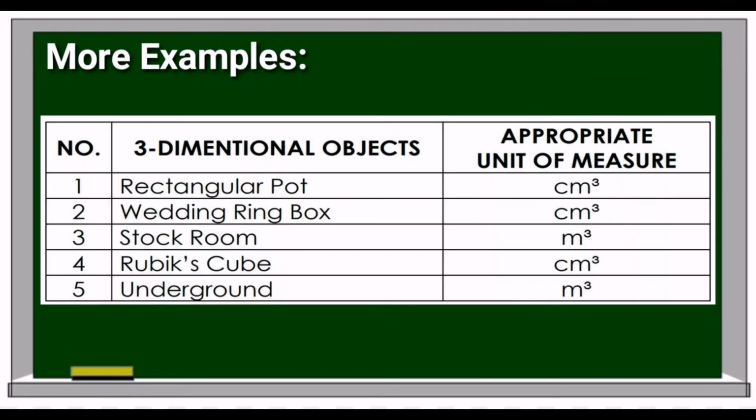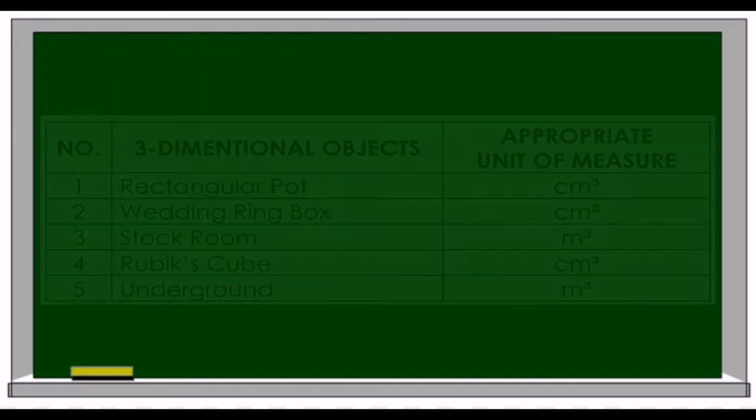Here are more examples of appropriate unit of measure used for three-dimensional objects. For rectangular pot, we use cubic centimeters. For wedding ring box, cubic centimeters. For stock room, cubic meters. For Rubik's Cube, we use cubic centimeters. And for underground, cubic meters.